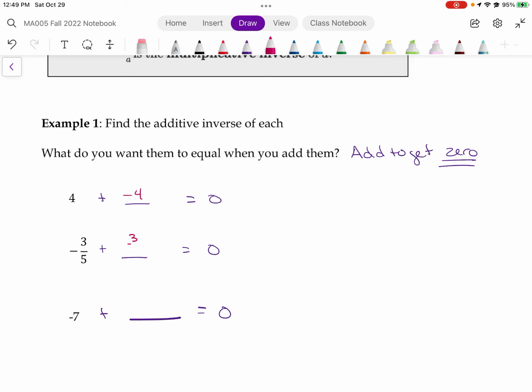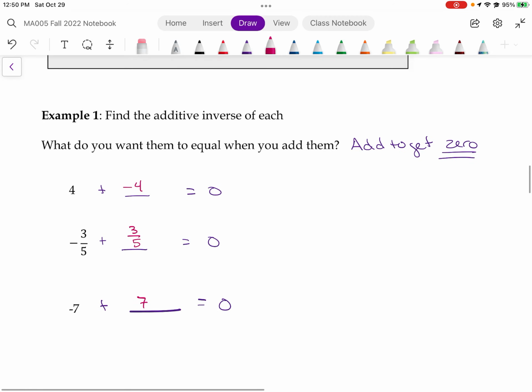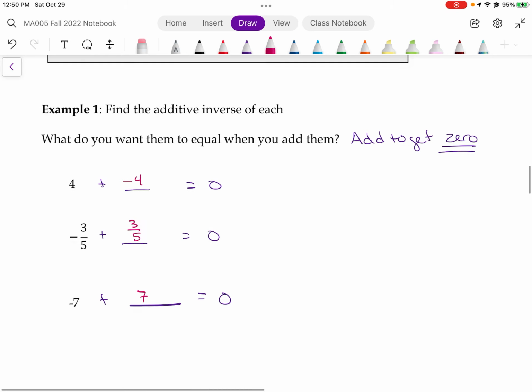All right, so you should get the opposite of this one is 3/5. The opposite of that one is 7. So those are additive inverses. And this is how we solve things in algebra. We add the additive inverse to something to make it go away.